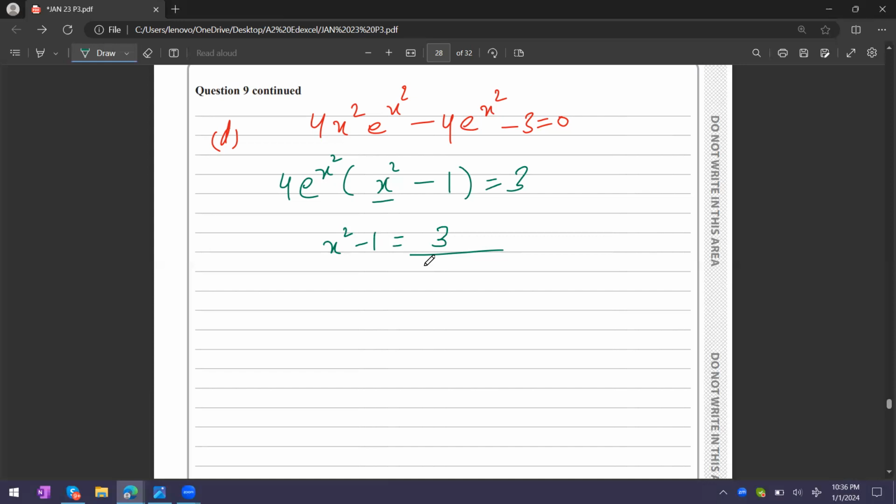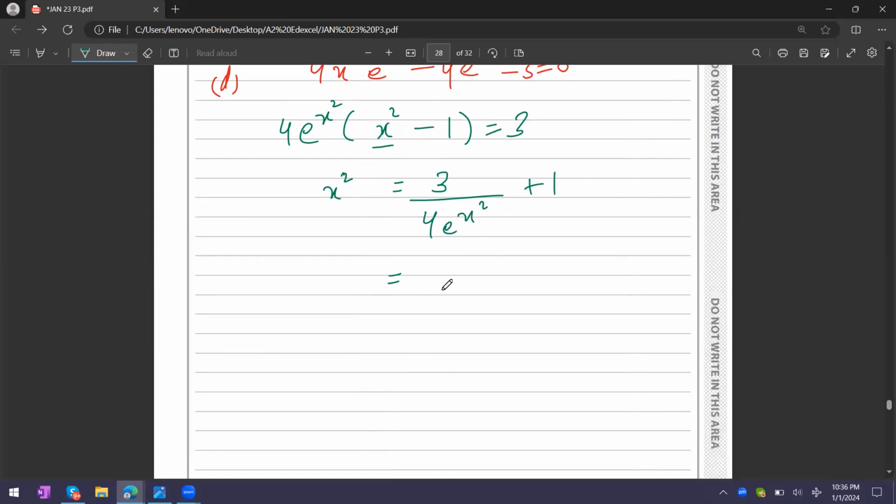Let's continue. Wait a second. For e raised to power x square, and then this one there. Okay, then you can take the LCM. This will become 3 plus 4 e raised to power x square.